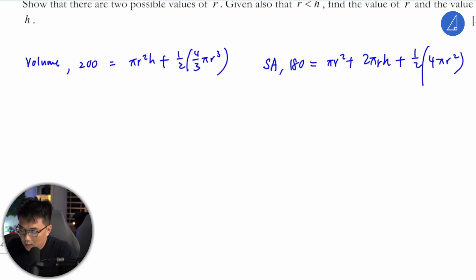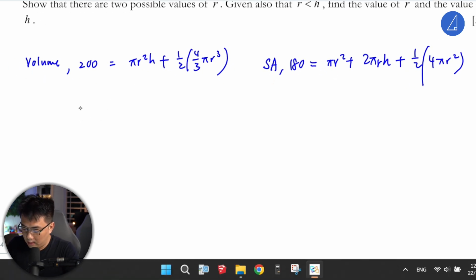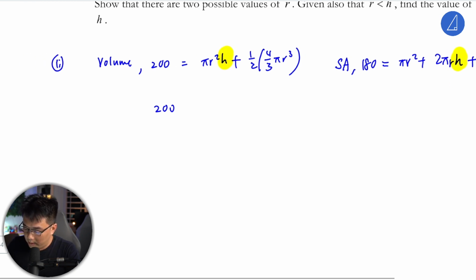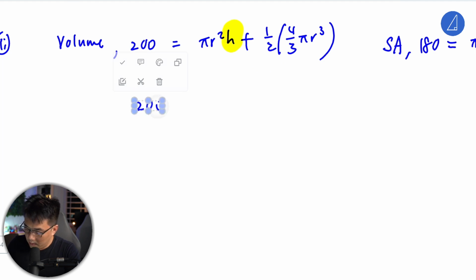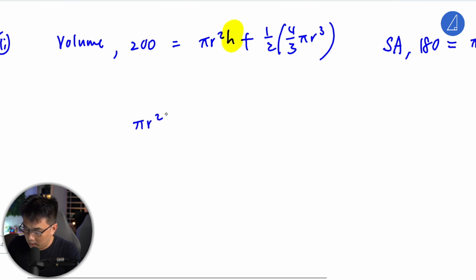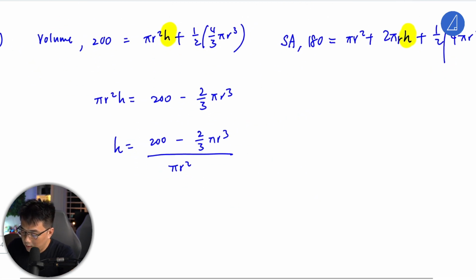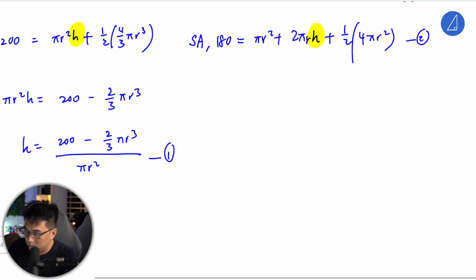Okay, so in this case, what I'm gonna do is just take out the 200. Make H the subject. I think H is the easiest to make the subject, right? There you go. So that will be pi r square H equals 200 minus 2/3 pi r cube. So H will just be 200 minus 2/3 pi r cube divided by pi r square. In this case, I'm going to take 1, sub into the second one.